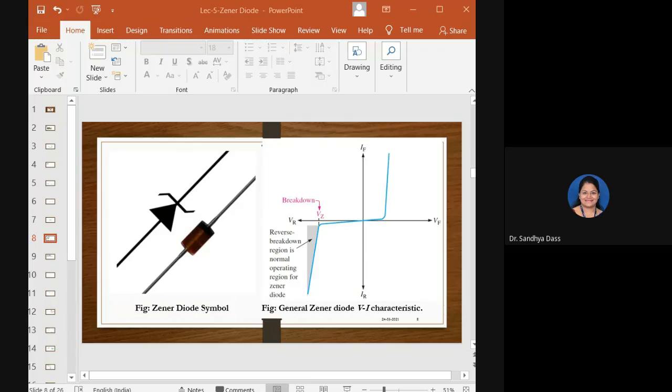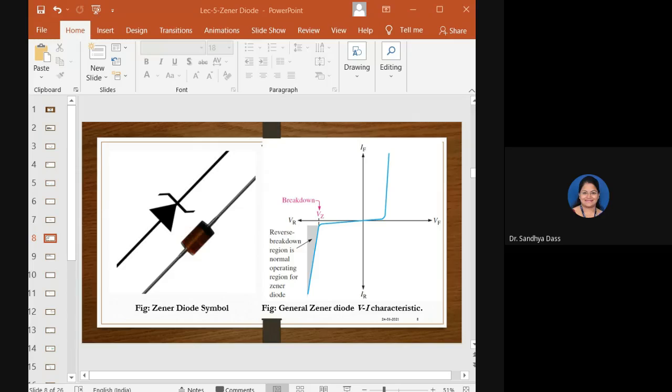So a Zener diode is a silicon PN junction device that is designed for operation in the reverse breakdown region. Okay, observe what I'm saying. This breakdown voltage of the Zener diode is set carefully by controlling the doping level during the manufacturing process. So what did we say? The Zener diode will operate in the reverse breakdown region.